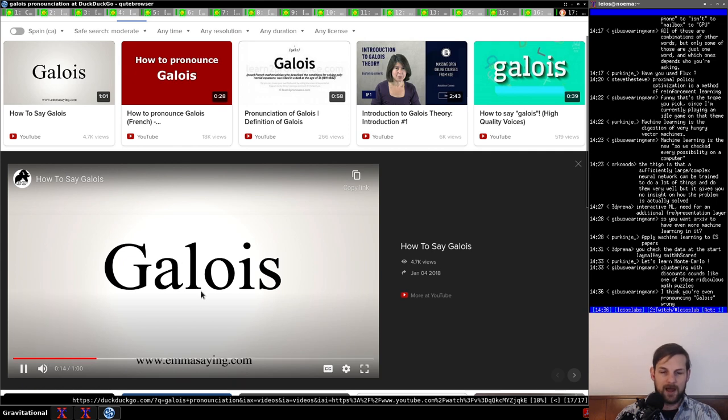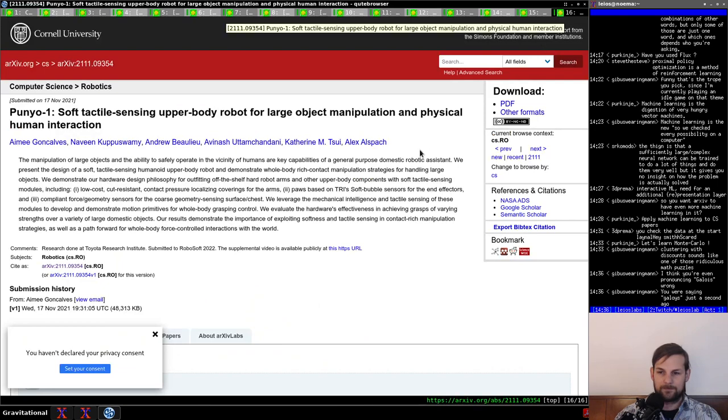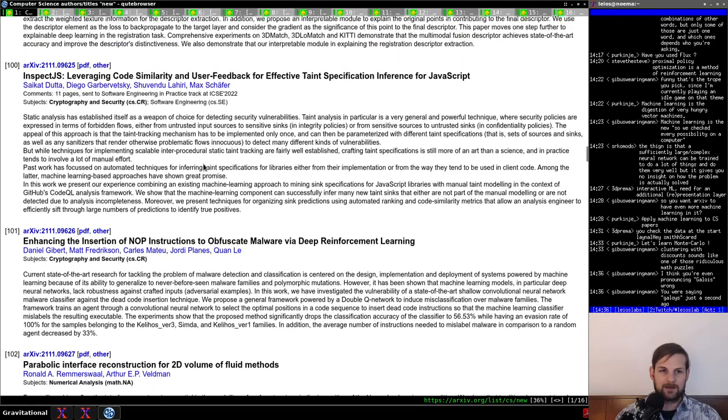Galois. I thought that's how I was pronouncing it. Oh yeah. Okay, I'm sorry. I knew the correct pronunciation. I might have just said it wrong. I'm sorry about that.